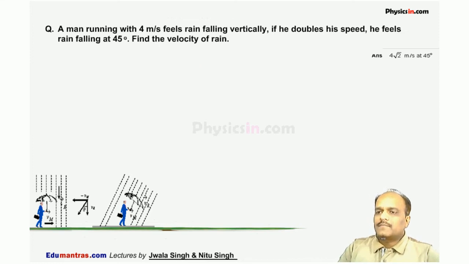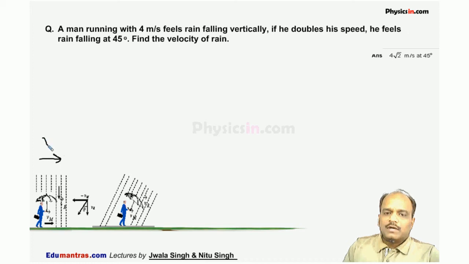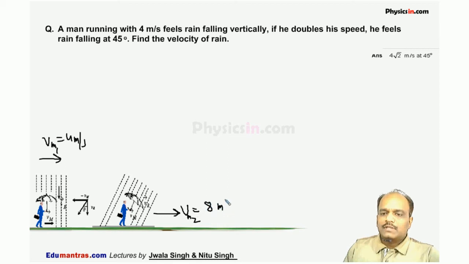The first question is, a man is running with 4 meter per second and sees rain falling vertically. Now when he doubles his speed, in the second case the man starts moving with 8 meter per second and says that rain is falling at an angle of 45 degrees. For this man the rain appears to be falling like this. So we have to calculate the velocity of the rain.